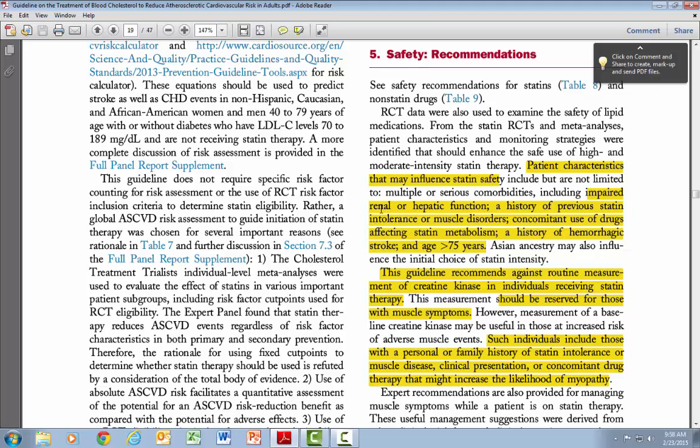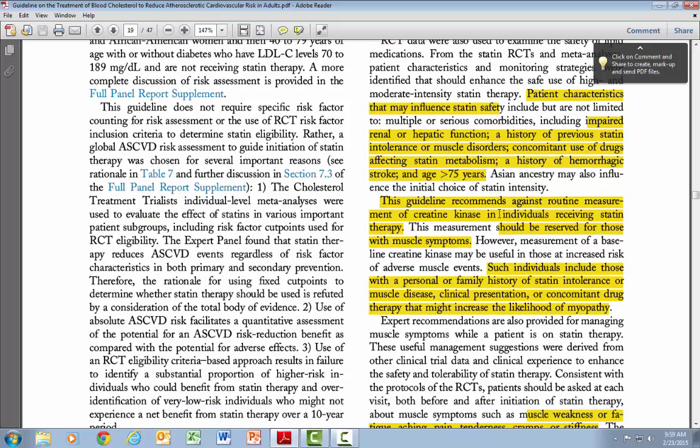If you have impaired renal or hepatic function, or if you're intolerant to statins, or if you have had myopathies, or any history of hemorrhagic stroke, you should not start statin. But if your age is greater than 75 years and you have no contraindication, then start moderate intensity statins. Again, this is a question of a test.